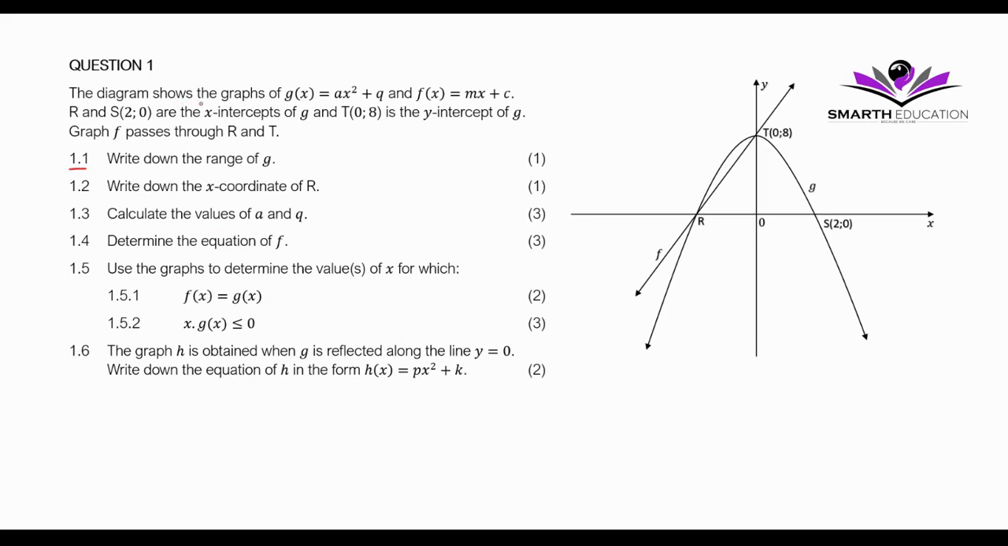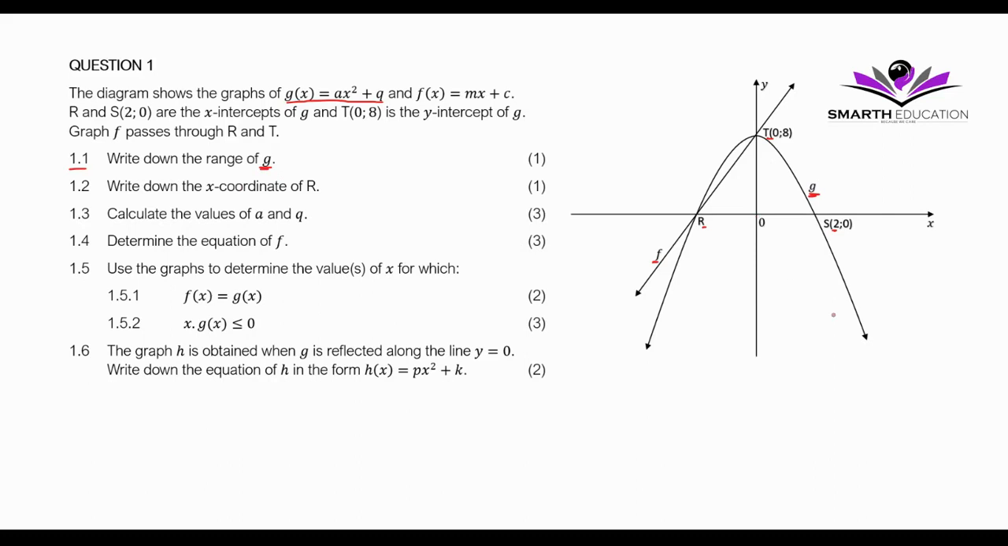The diagram shows the graphs of g of x is equal to ax squared plus q. This is g of x, and f of x is equal to mx plus c. This is f of x, the linear function. We have r and s as the x-intercepts of g, and t is the y-intercept of g. Graph f passes through r and t, so we're asked to write down the range for g.